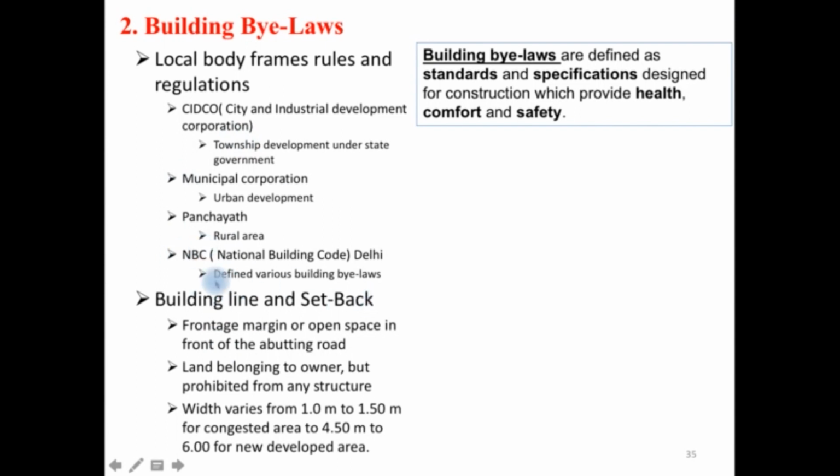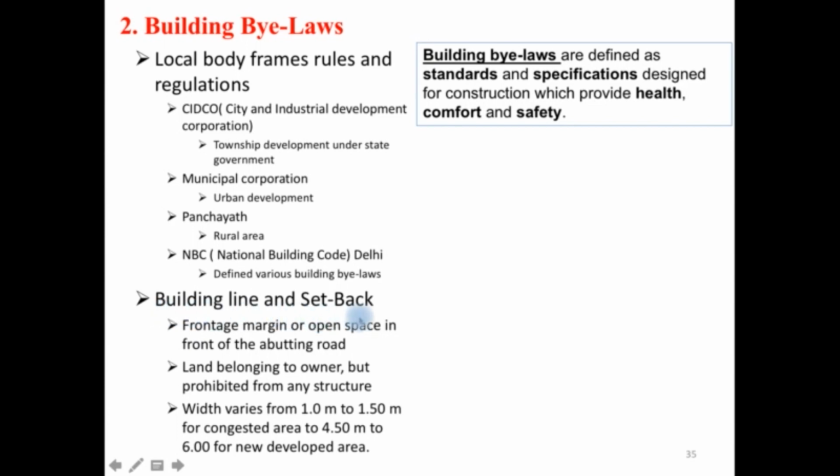And the National Building Code, which is Delhi based, defines various building bylaws for the nation. So these are the main bodies, and they provide the guidelines and standards for construction of buildings according to the region they are actively looking after. Now let us consider the major points which come under these building bylaws.